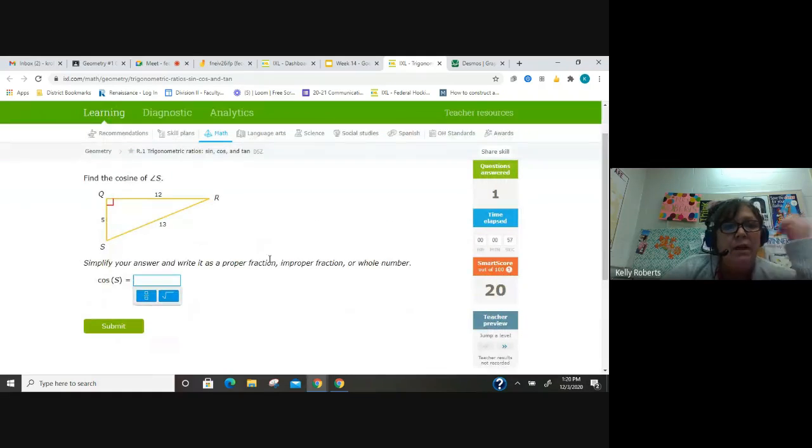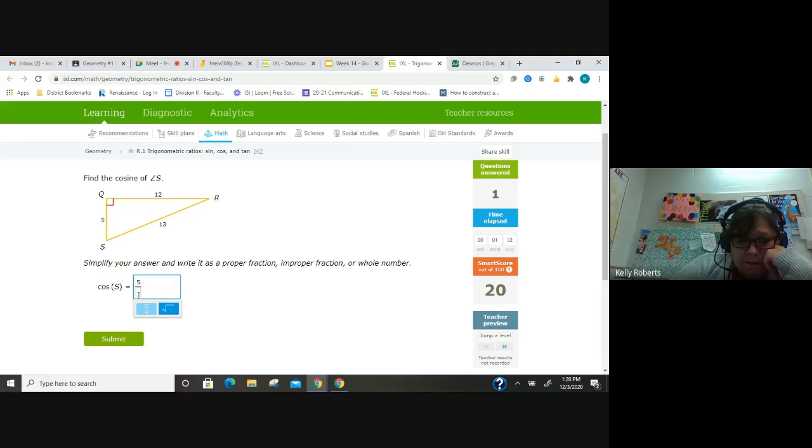All right, so now I'm finding the cosine of angle S. So here's angle S. Here's the hypotenuse. That's always the easiest to find because it's across from the 90-degree angle. So identify that right away, even if you don't need it. You still identify it, and you know then that the other two are what you have to worry about looking for. Okay, so cosine is adjacent over hypotenuse. Adjacent is beside S, and it's over the hypotenuse, which we identified as 13. So this would be 5, the adjacent side, over 13, the hypotenuse.